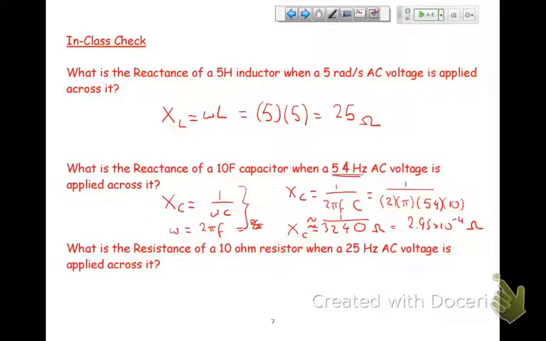What is the resistance of a 10 ohm resistor when a 25 hertz AC voltage is applied across it? And this is just me being cheeky, R is equal to R, which equals 10 ohms, just to see if you're following through on it, yeah?